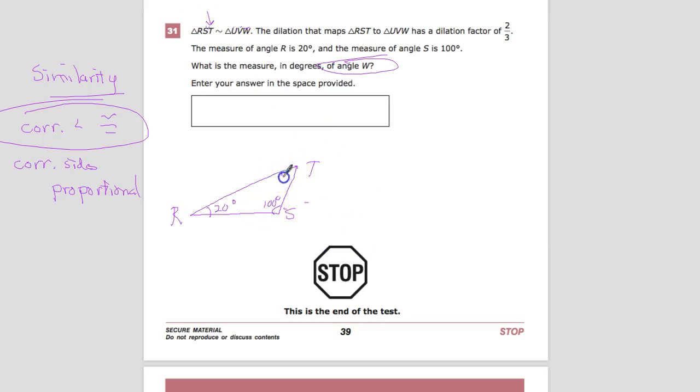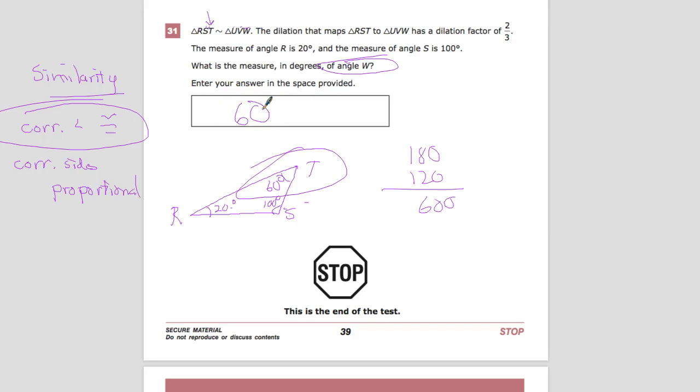So angle T is whatever is left over from the fact that the sum of the angles of a triangle is 180. So I might do 100 plus 20 and get 120. So it would be a 60-degree angle here. So that's the measure of angle T, and since the two triangles are similar and T corresponds to W, the measure of angle W is also 60 degrees.